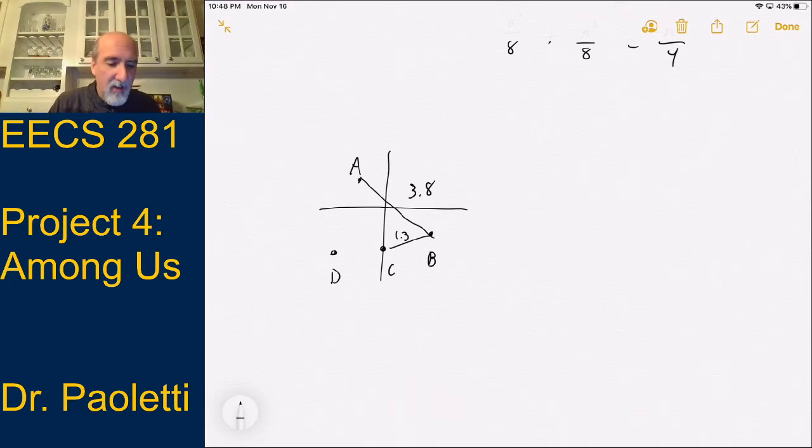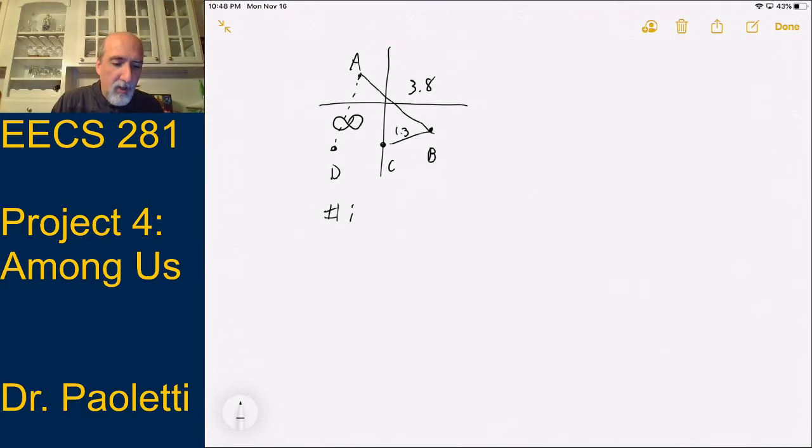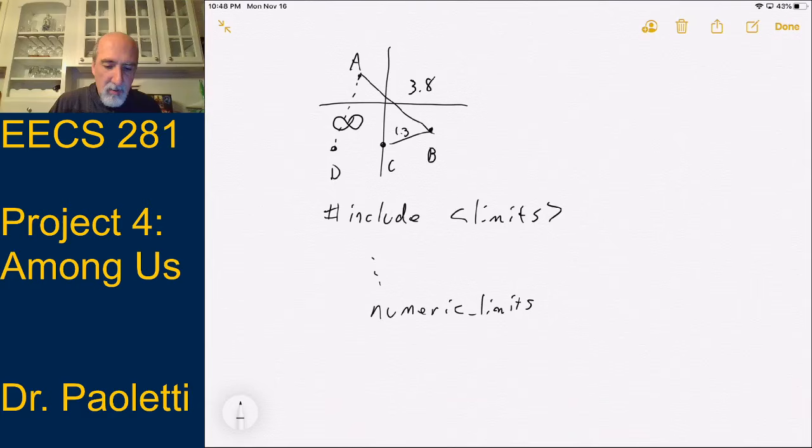This is where it would be really useful for me to return infinity. So what we do is we #include <limits>, and then we use numeric_limits<double>::infinity(). So numeric_limits<double>::infinity() is what I would return to tell you you can't do that.